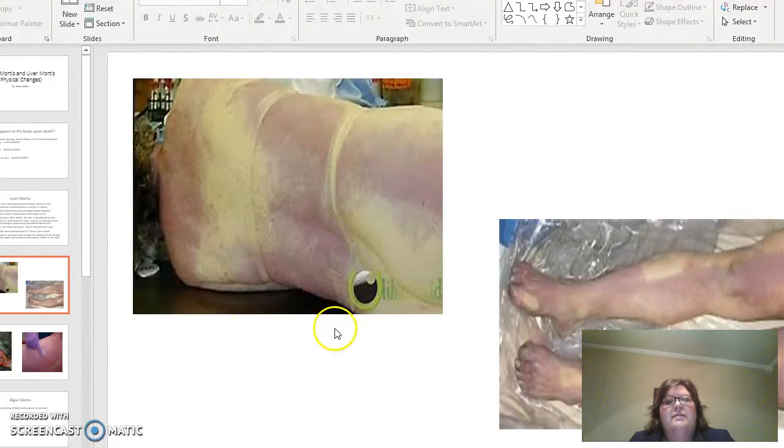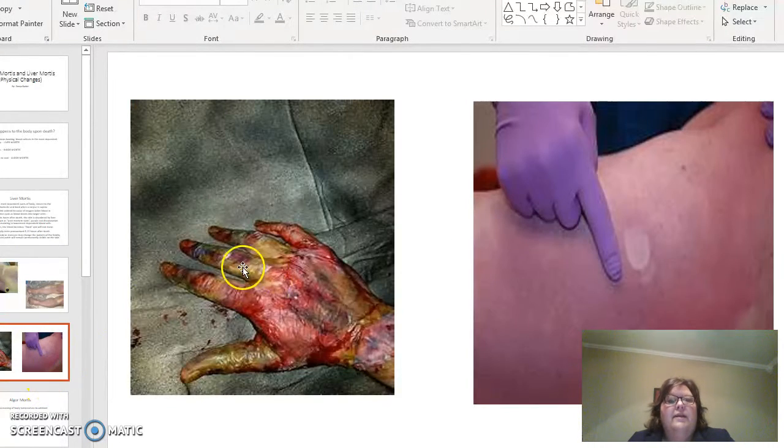And here are a couple of pictures of livor mortis. See where the blood has pooled in the back on this patient, in the buttocks, and right there. And then on these legs down here, see where the white is. On these pictures, the hand, these are pictures of livor mortis, signs of livor mortis.